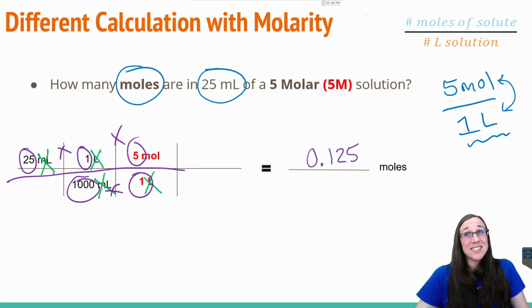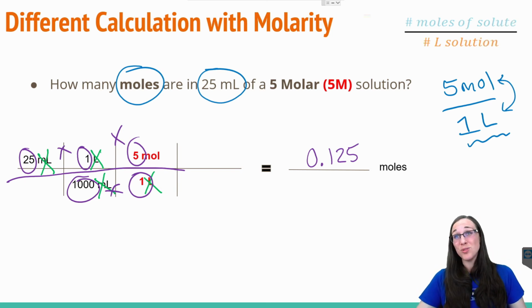Notice that the question didn't even tell me a specific chemical. It doesn't matter in this case. I just know that I have 0.125 moles of whatever chemical it happens to be in this solution.